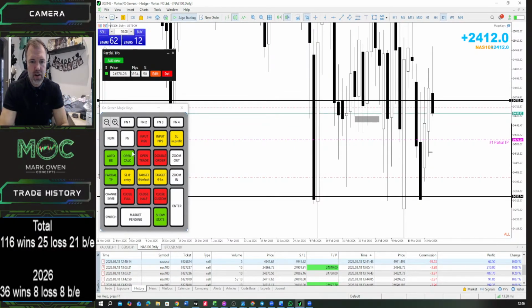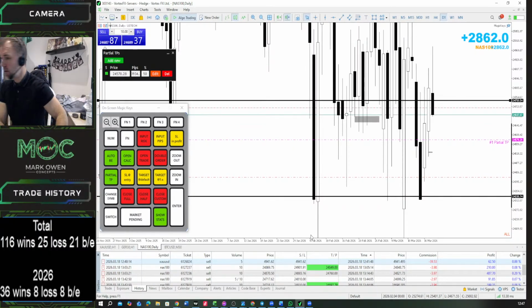Now, as you can see, the NASDAQ, due to the trade restrictions at the minute, I can only put 10 units on, which is significantly lower than normal, which is why you're seeing these P&Ls smaller than usual.